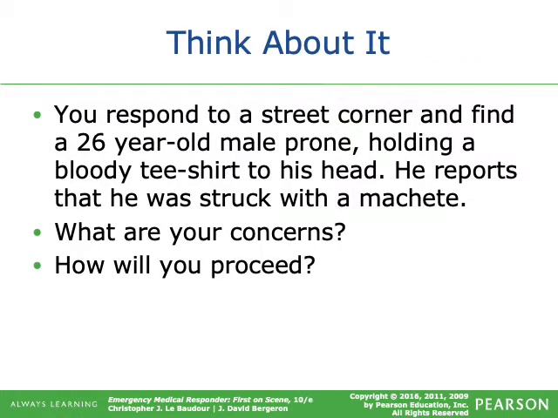You respond to a street corner to find a 26-year-old male prone, holding a bloody t-shirt to his head. He reports that he was struck with a machete. What are your concerns? How do you proceed? So with the machete, it's not a terribly sharp object, so you may have an open or closed head injury. You're going to proceed by assessing the injury and providing appropriate care from there. You may also look at this as being a blunt injury, and I would suggest spinal precautions as well.